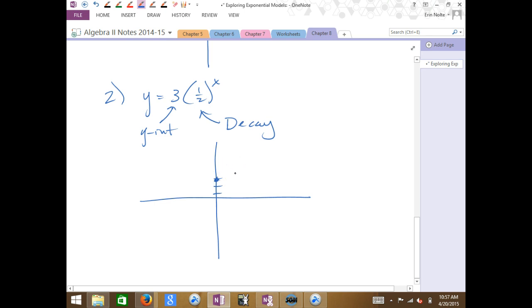All right, so there is my y-intercept at 3. How do I draw the decay? Go down. Why? Because it's less than 1. I thought it was less than 2. It can't have anything less. This is infinitely close.